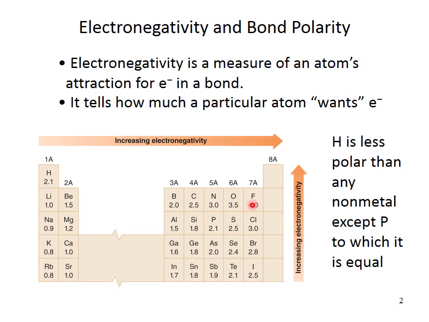These are the only bonds that we're going to worry about because we're going to be worrying about covalent bonds and their polarity, and these atoms over here primarily and hydrogen are the ones we're going to be concerned with. So remember the trend in the periodic table, up and over, electronegativity increases, and hydrogen is less electronegative than any nonmetal except for phosphorus, and it's the same as phosphorus.